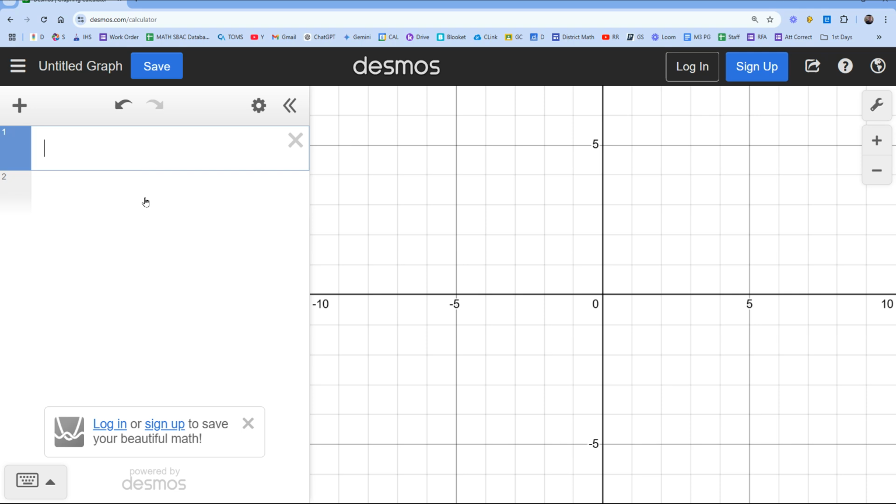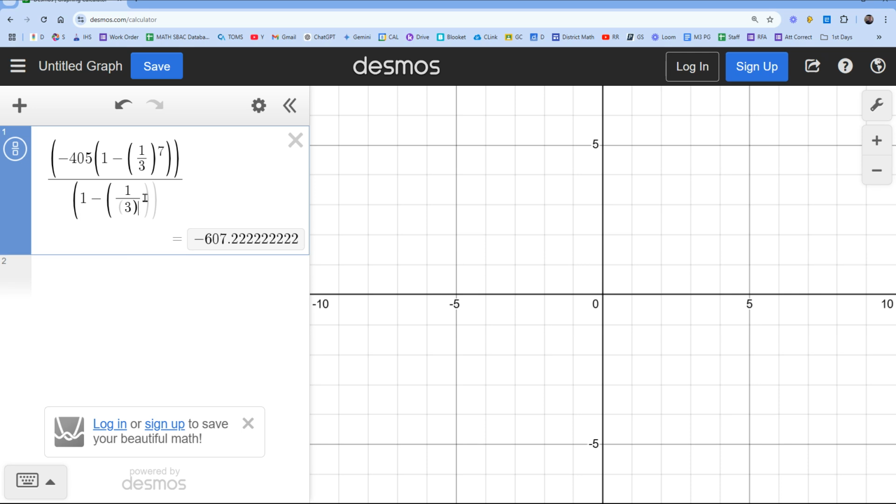So go to Desmos. You're going to start with the parentheses, and you're going to type in negative 405 parentheses 1 subtract parentheses for 1/3 to the exponent 7, and then you're going to close with 2 parentheses. Oops, move the cursor. Close with 2, and then divide, and then another parentheses, 1 subtract a third. Every time you have a fraction or a negative number, they need their own parentheses. And you have your answer. And we're going to round that. So that's negative 607.2. That's fine.